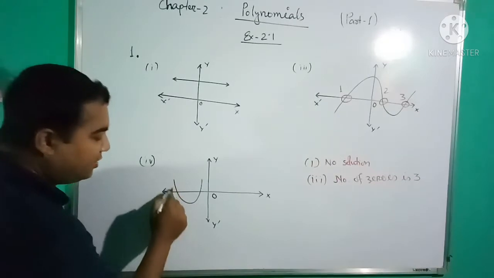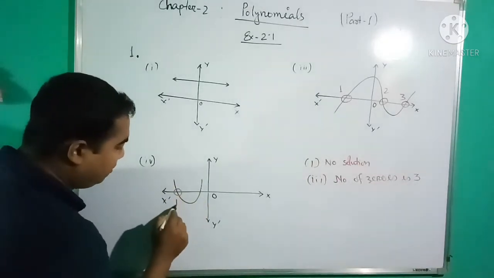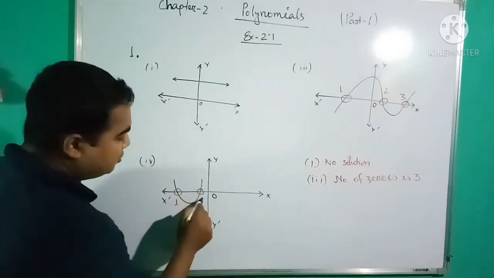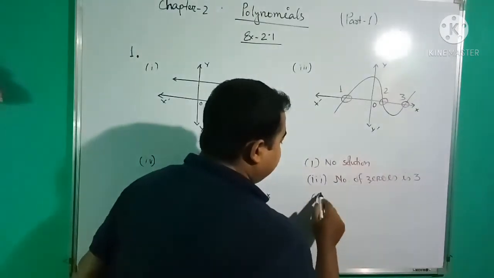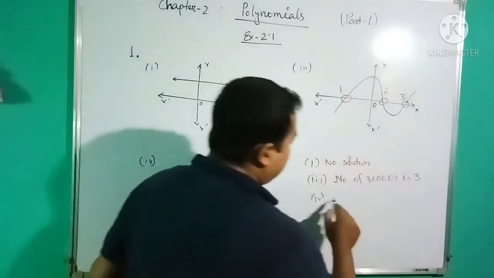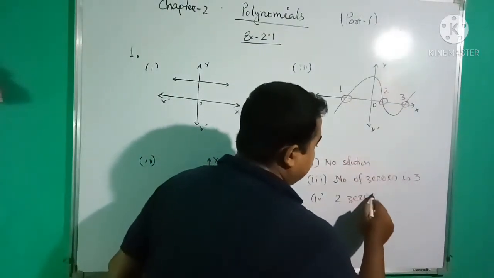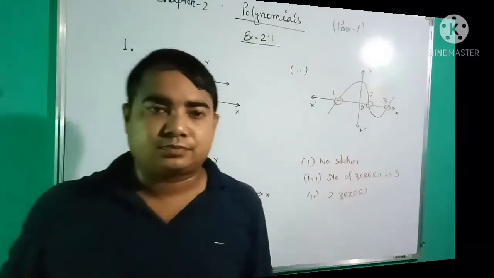See, this is a curve. Here it intersects at one point, the first point, and the second point is this one, or not? That is 2 intersecting points. Therefore the answer to question number 4 is 2 zeros. How many zeros? 2 zeros.